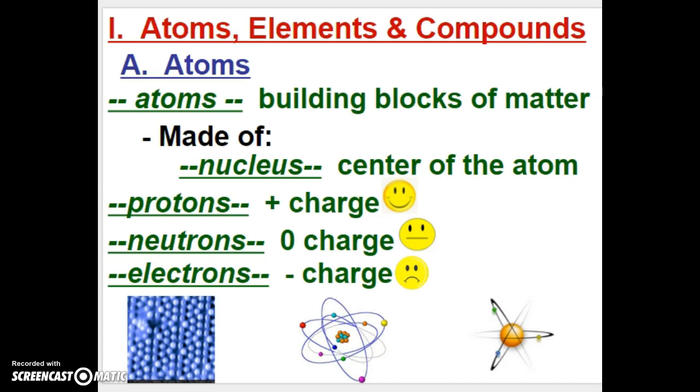Remember, in the center of the atom, we have the nucleus. That's where the majority of the mass of the atom is. The nucleus is made of protons, which have a positive charge, and neutrons, which have a neutral or zero charge. Zipping around the outside of the atom, we have the electrons, which have a negative charge.